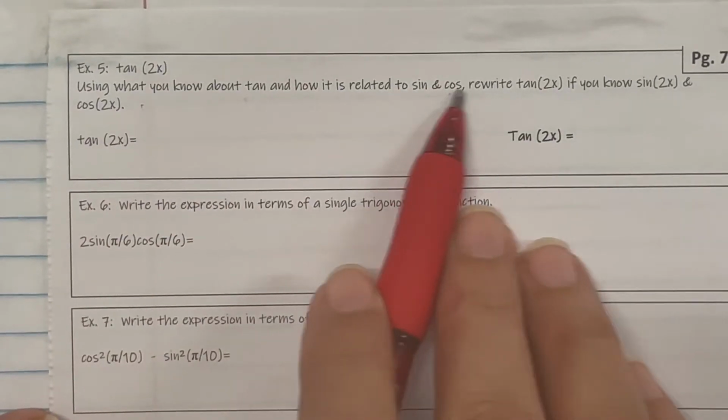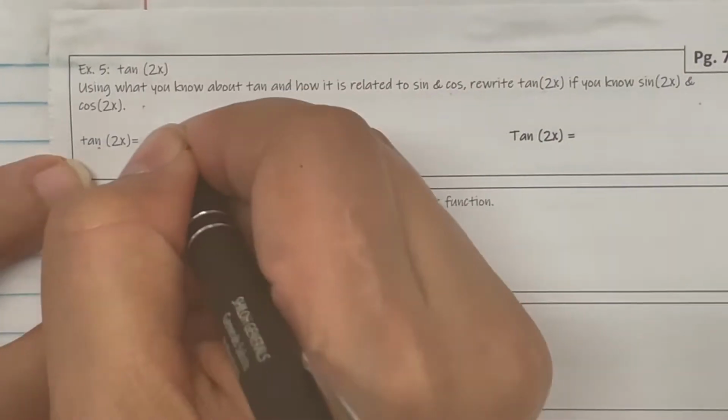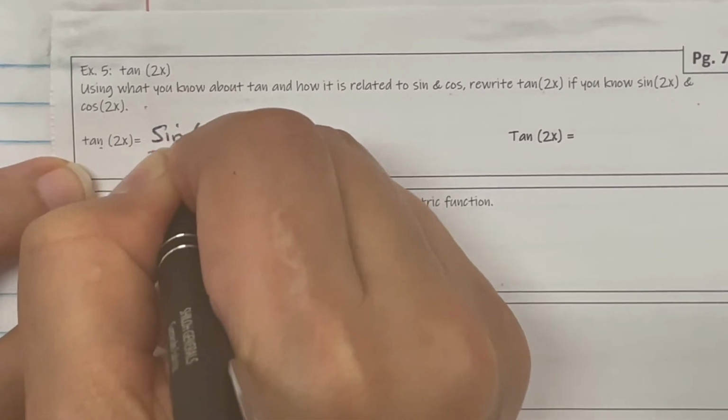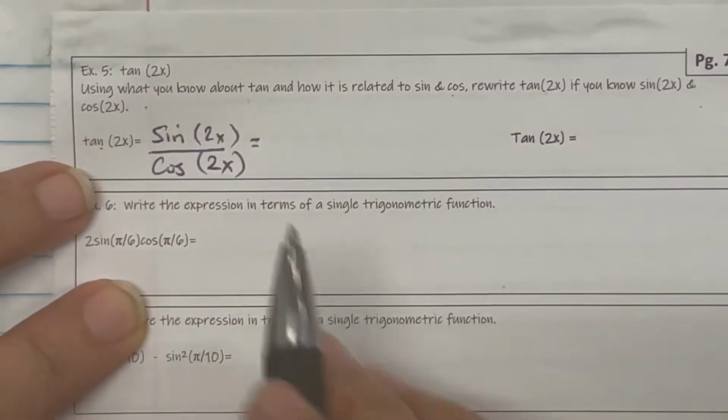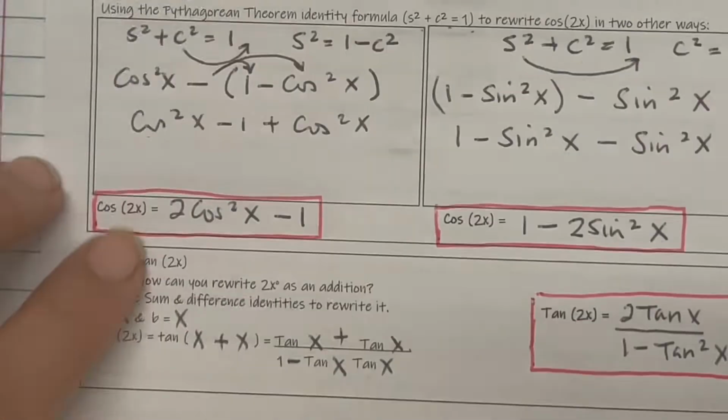So using what you know about tan and sine and cosine, how can you rewrite this? Well, we know that tan is sine over cosine. So sine of 2x over cosine of 2x. And what's sine of 2x? Sine of 2x is 2 sine x cosine x.